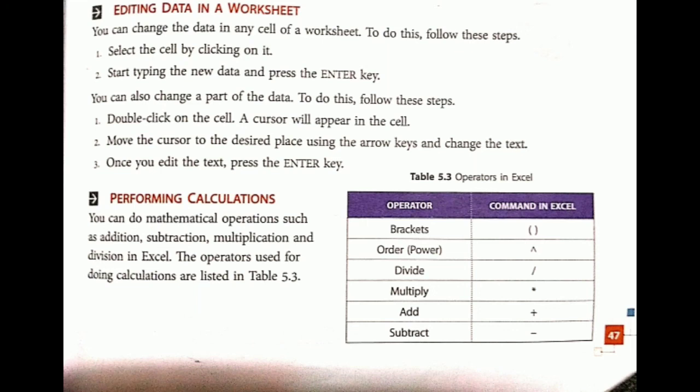You can also change a part of the data. To do this you have to follow these steps. First step is you have to double click on the cell. A cursor will appear inside the cell. Second step is move the cursor to the desired place using the arrow keys and change the text.